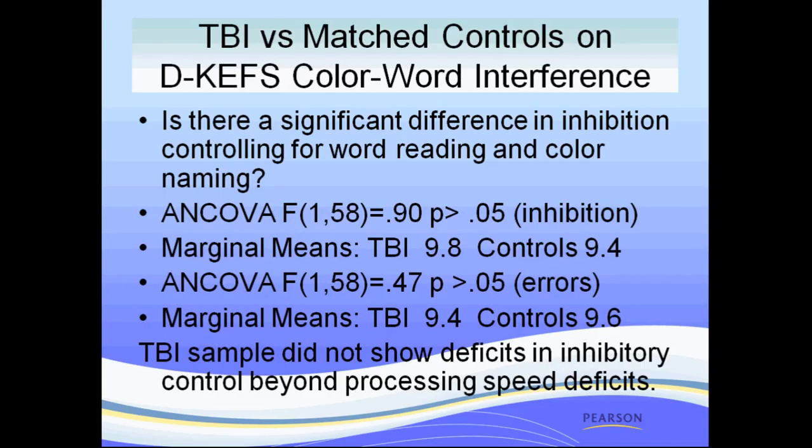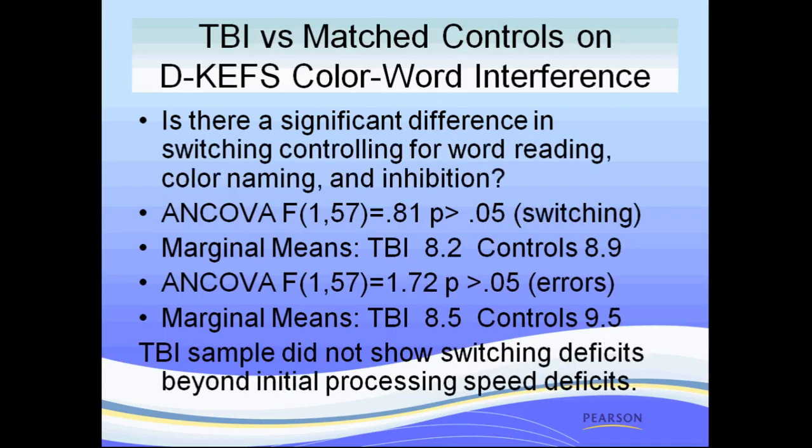If you control for their word reading and color naming, in fact, they don't show any deficits on the inhibition task in and of itself. So they're not showing a primary deficit in inhibition beyond the processing speed problem. And again, it's hard to get over that basic problem with speed. It's hard to show that there are other deficits.